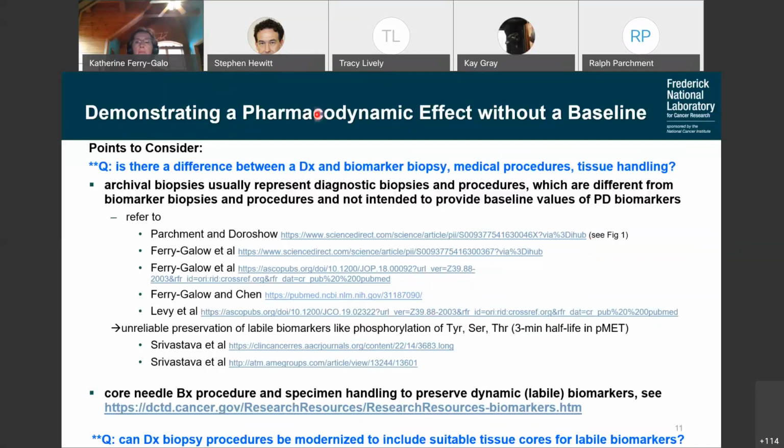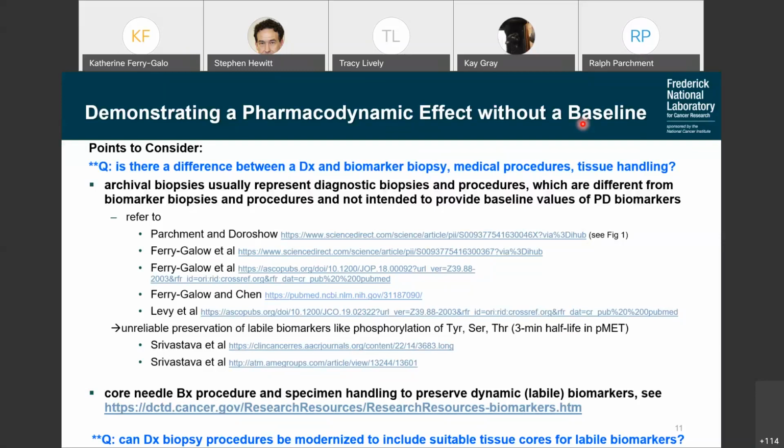So in this situation, there will be recommendations to substitute the patient's original diagnostic biopsy in place of a current baseline biopsy as the PD comparator. But in addition to possible differences between the original and current disease that you heard Dr. Hewitt refer to, there are also those inherent procedural and pre-analytical control differences between diagnostic biopsies and PD biomarker biopsies that Dr. Ferrigallo alluded to just a minute ago.